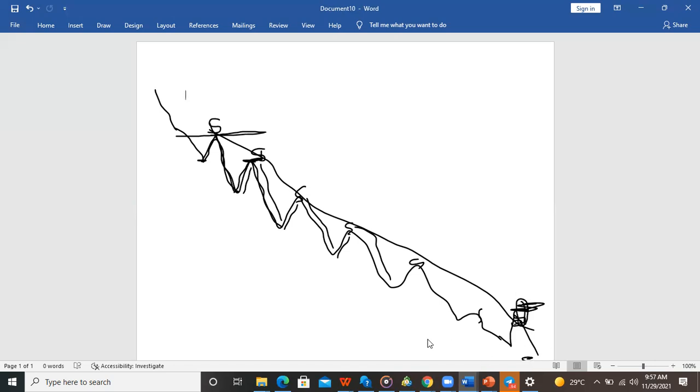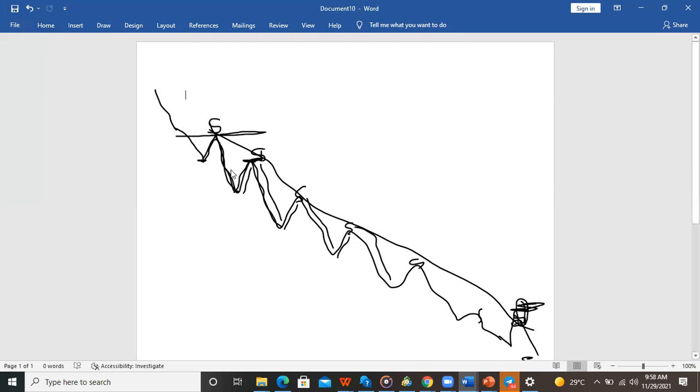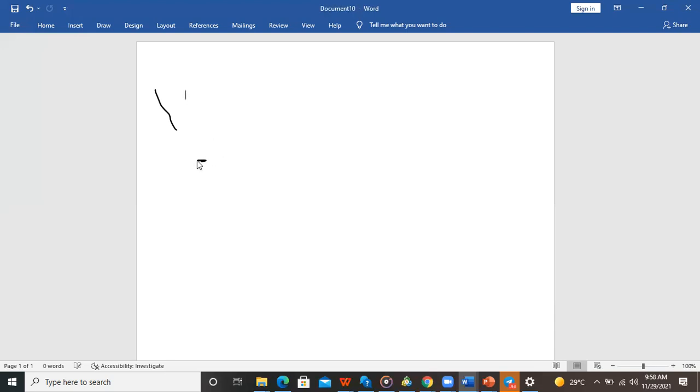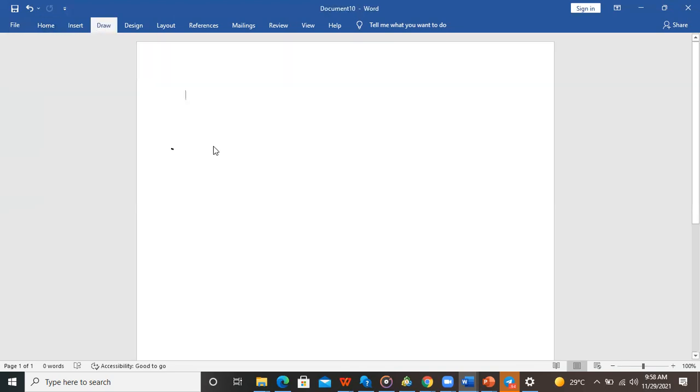So we are done with the downtrend. Now let's go to the last one, which is the ranging market. You open your broker, and then you see that the market is ranging.